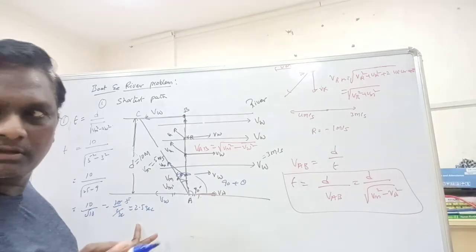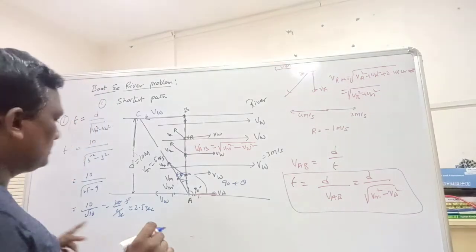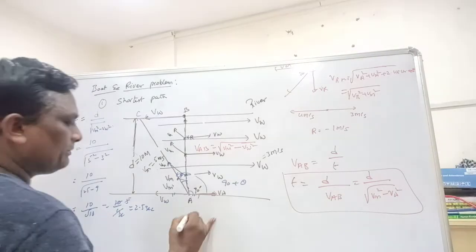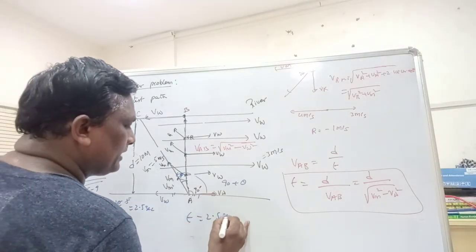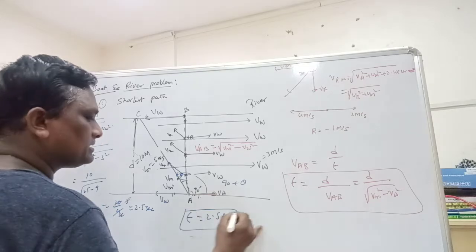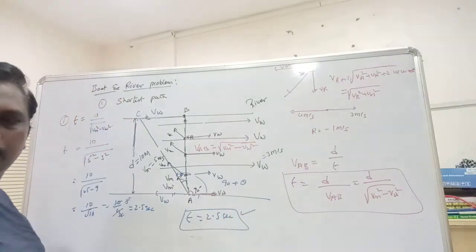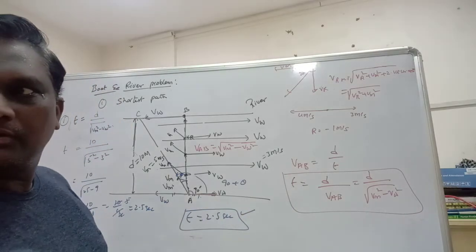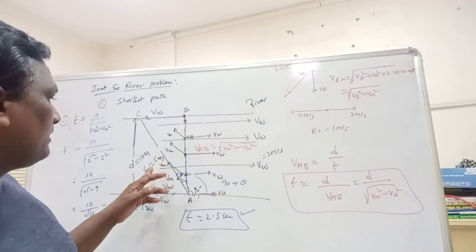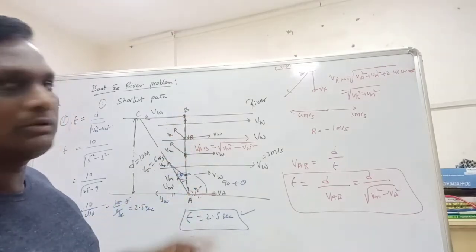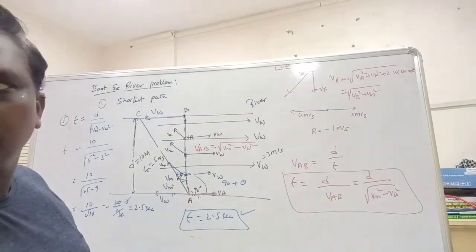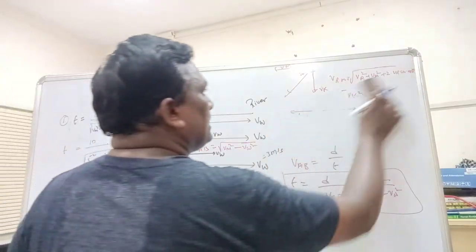Any doubt? No, sir. Please ask me. No doubt? So what is the time taken by the man to reach exactly the opposite bank? 2.5 seconds. Okay? Right. Next question. Find the angle made by the man with the perpendicular to the river. Means this theta you have to find out. That theta you can easily find out.